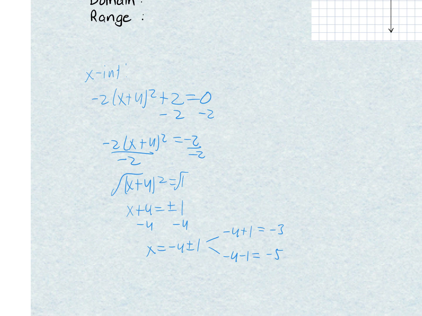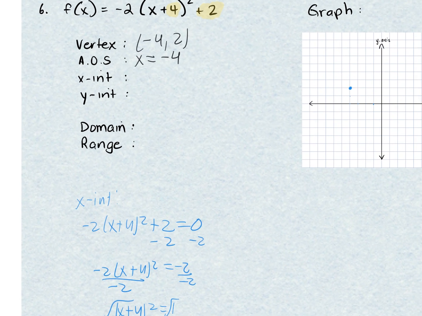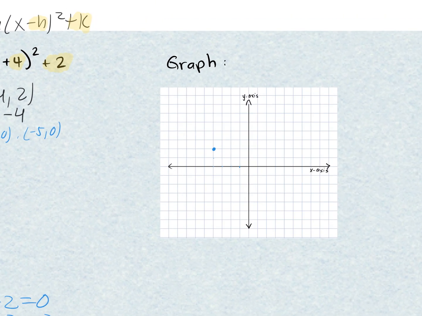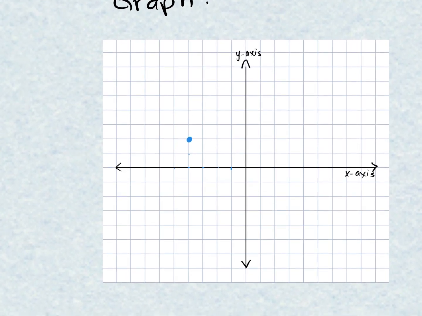Right, and so these are going to be the x-coordinates of your x-intercepts. Right, so we're going to write up here at -3, 0, and at -5, 0. Okay, so let's go ahead and plot those points. It's going to be one right there and one right there.